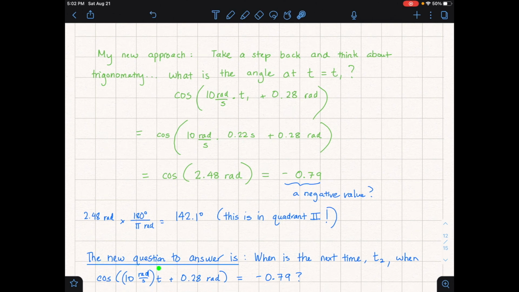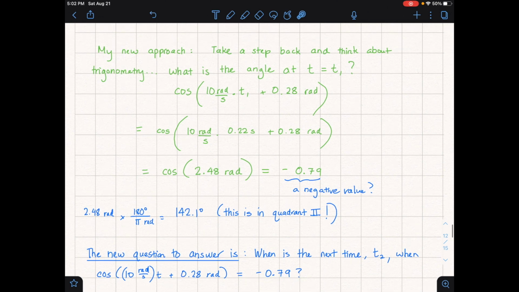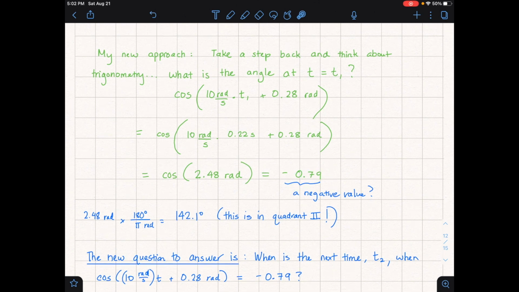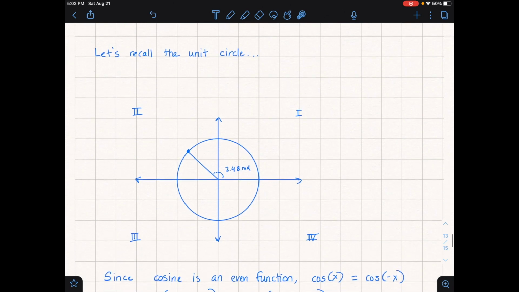But the new question in my mind was, when is the next time, t2, when cosine of 10 radians per second times t plus 0.28 radians is equal to negative 0.79? Because that's what the value was at t1, right? So this was the new question. When is the next time cosine returns to this value of negative 0.79? If we recall the unit circle, and I've drawn the 4 quadrants right here, 2.48 radians is something around here. I'm not being that precise.